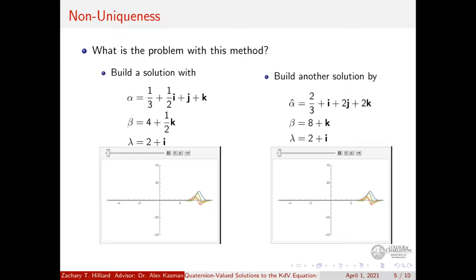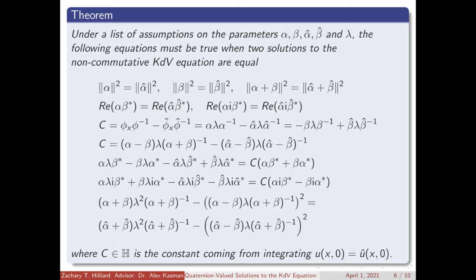So a natural question we need to answer is, what are the conditions on alpha and beta that will map to the same solution? We have to have lambda the same because lambda controls the speed. So the lambdas always have to be the same, but the alphas and the betas can be different. In order to answer this question, we were able to develop a set of 10 equations that must be satisfied in the event that 2 breather one soliton solutions to KDV are equal. All of these equations relate the parameters alpha, beta, alpha hat, beta hat, and lambda in different ways. And when 2 solutions, U and U hat, are equal, these equations have to be satisfied. So we're able to develop a really large class of equations that determine the equality of solutions.